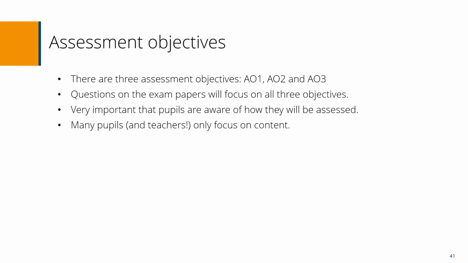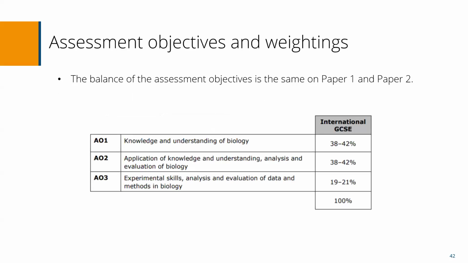Others see it as just a sort of balance, and it's not so important to focus on in their teaching. But basically, if your students are thinking, well, all I have to do is learn the facts, they're going to be disappointed, because only 40% of the questions are AO1. And AO1 is knowledge and understanding. What is the name of this? What is that? A fact. And just regurgitating facts will only get you 40% of the marks.